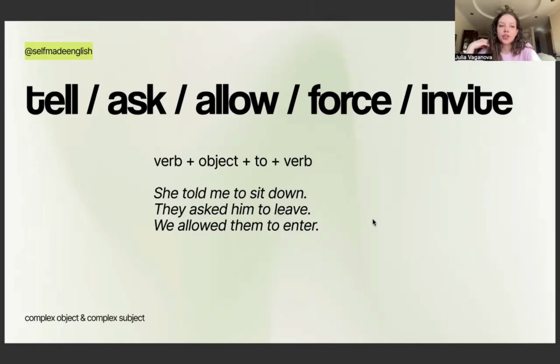So another set of verbs that need to after them is tell, ask, allow, force, invite. As a non-native speaker, I myself sometimes doubt if I need to use the particle after allow, for example, because it's not, I would say, habitual for me, but yeah, our grammar says that we need to use to after these verbs. She told me to sit down.